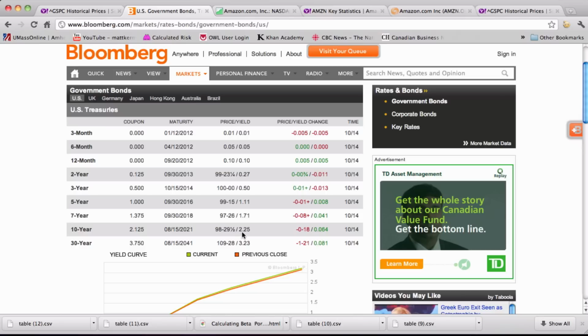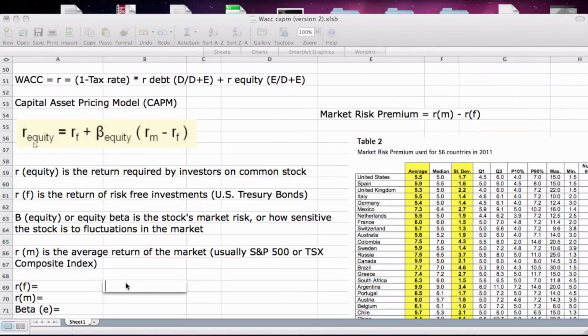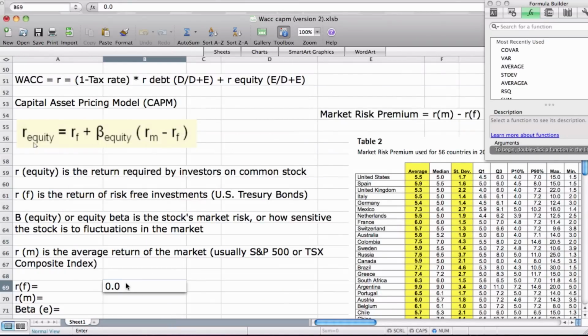So I will use a yield of 2.25%. So our risk-free rate will be 2.25%.